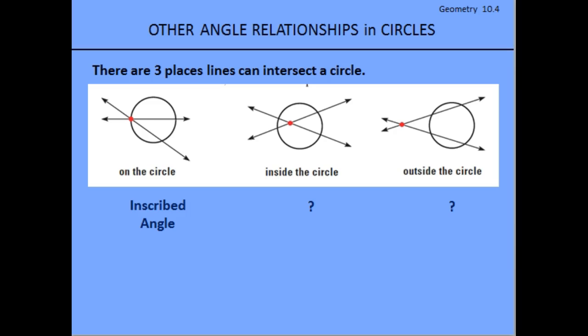There are 3 places on a circle that lines can intersect. It can be on the circle. This is an inscribed angle, you might notice. And also inside the circle or outside the circle. All basic common sense. If something's going to intersect, it can be on it, in it, or outside of it.